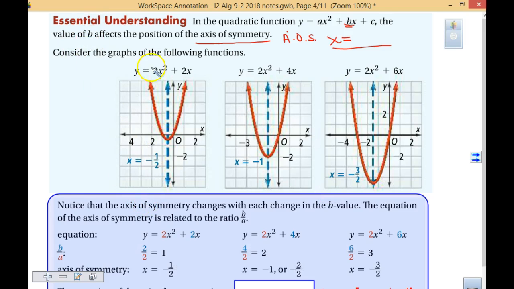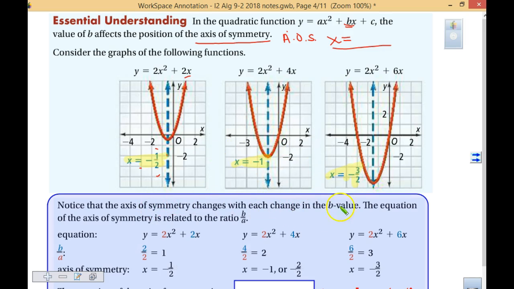And here's what happens. When you have y equals 2x squared plus 2x, it moves the vertex over to x equals negative 1/2. So if I'm looking at x equals negative 1/2, my b term was 2, and my lead coefficient a was also 2. In the next equation, I have y equals 2x squared plus 4x. This time, x equals negative 1. For 2x squared plus 6x, my axis of symmetry is at negative 3/2. That's also the x-coordinate of my vertex, right?